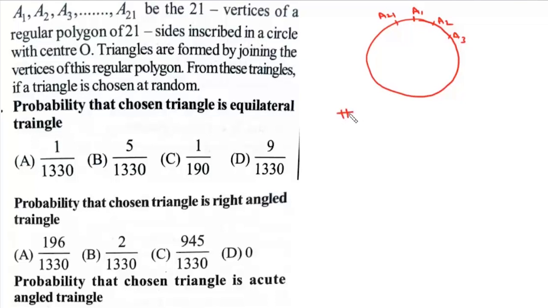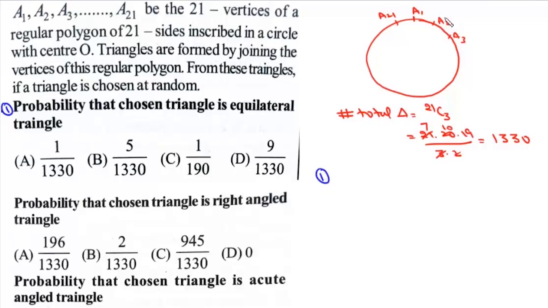Now the total number of triangles that can be formed is given by 21C3, and 21C3 is 21 into 20 into 19 divided by 3 into 2. Now this is 7 and this is 10, so it will be 1330. So the total number of triangles that can be formed is 1330. Now we need to find the probability that the chosen triangle is an equilateral triangle. So this first question is that the chosen triangle is an equilateral triangle.